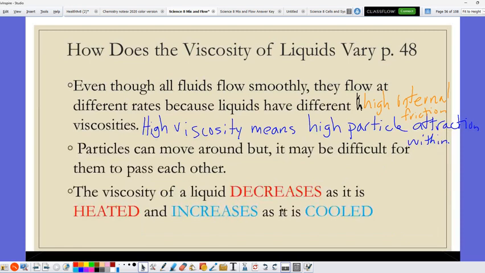together. How does the viscosity of liquids vary? Even though all fluids flow smoothly, they flow at different rates because liquids have different viscosity. A high viscosity means a high internal attraction, and that means high internal friction, and it doesn't flow as well. For low viscosity, it would be the opposite. Particles can move around, but it may be difficult for them to pass each other at high viscosity. The viscosity of a fluid or a liquid decreases as it's heated and increases as it's cooled. So oil flows better when it's warm and flows poorly when it's cold.